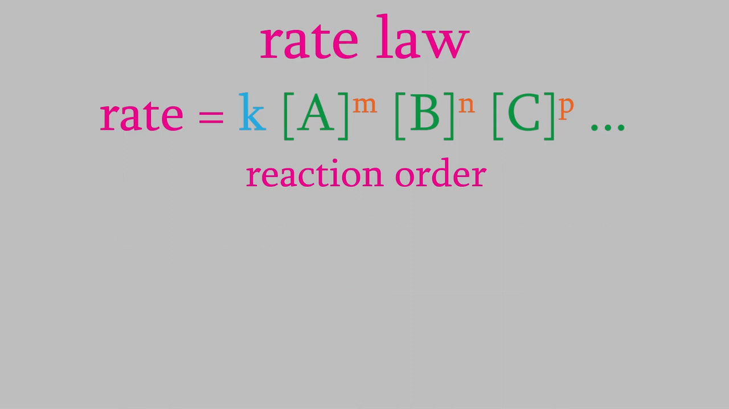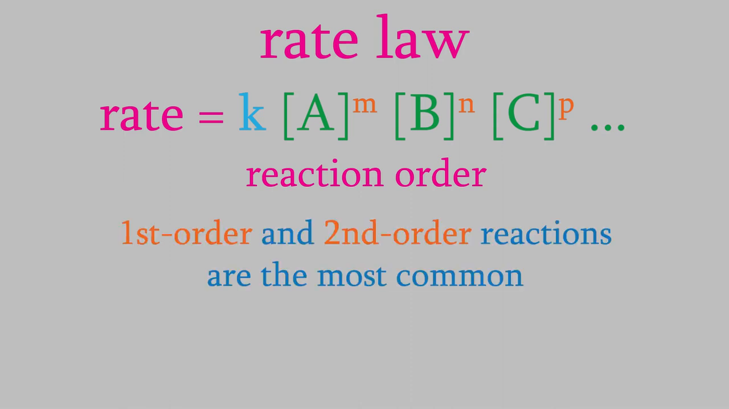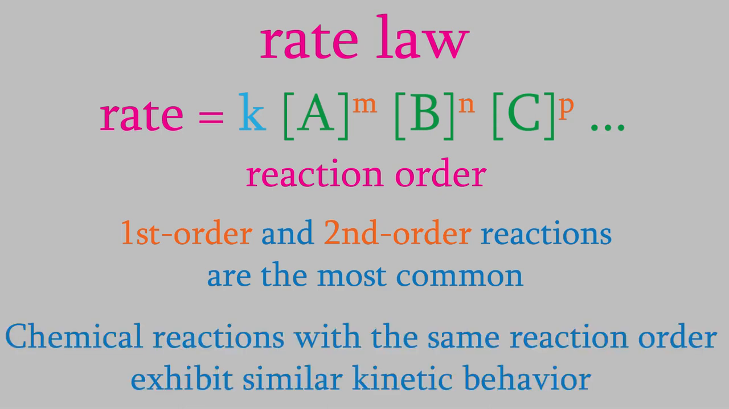It turns out that a vast majority of all chemical reactions are either first order or second order, which means that the exponents are either 1 or 2. And, as I mentioned at the end of the last video, all chemical reactions with the same reaction order have some important things in common. So, in this video, we'll just talk about first-order reactions.